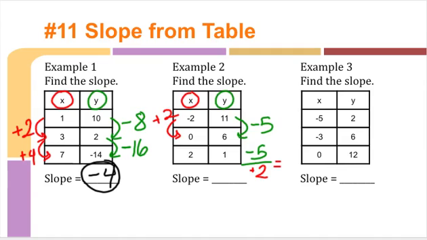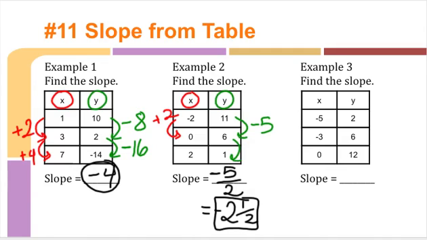Negative divided by a positive is negative. And actually 2 doesn't divide into 5 evenly, so I can leave it like that. Or if you want to, you can make it into a mixed number, negative 2 1/2. 2 goes into 5 twice, and then 1 is left over. So that's how you get negative 2 1/2. Okay, let's move on, and then we can check the bottom again.